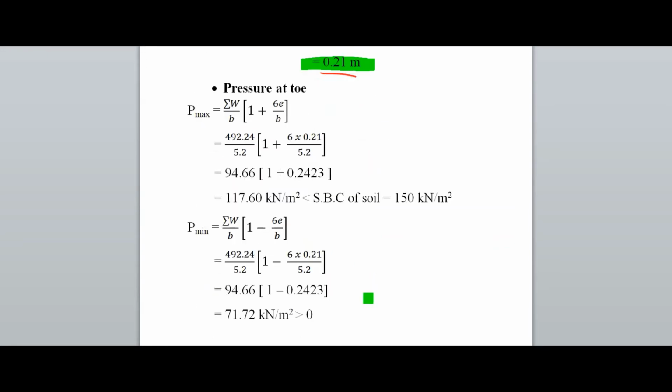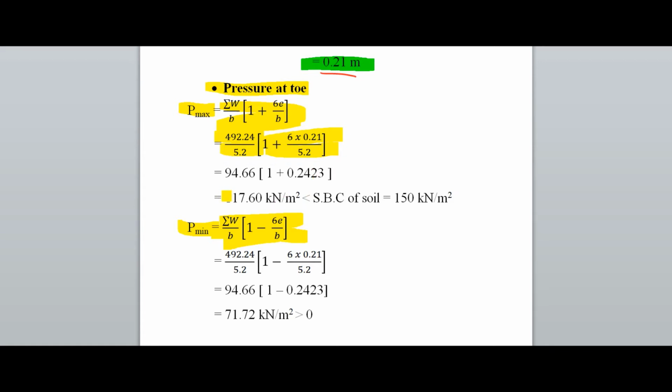So why do we require eccentricity? Because we have to find out the pressure at the toe, which is maximum and minimum. W by B (1 plus 6e by B), and W by B (1 minus 6e by B). So maximum has a plus, minimum has a minus. Simple. Both equations you can see: sigma W by B, maximum and minimum. Only the plus and minus sign changes. Okay. W, B, e and all the data we have found, so put the values in the equation.